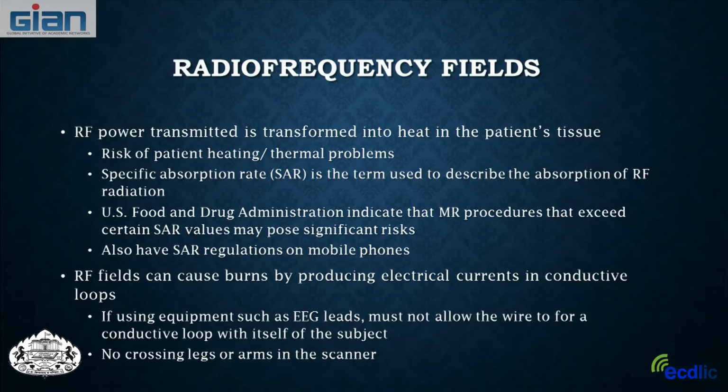Okay, so there's what's called the specific absorption rate of heat. It's a term used to describe the absorption of RF radiation, and if the person is thought to be absorbing too much, they will stop because we're heating them up too much. The FDA in the US indicates MR procedures that exceed a certain specific absorption rate pose a risk to the person. This rate can be calculated based on the person's weight and on the type of pulse sequence that we use.